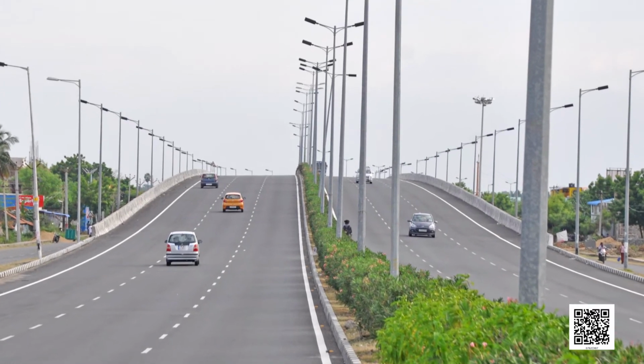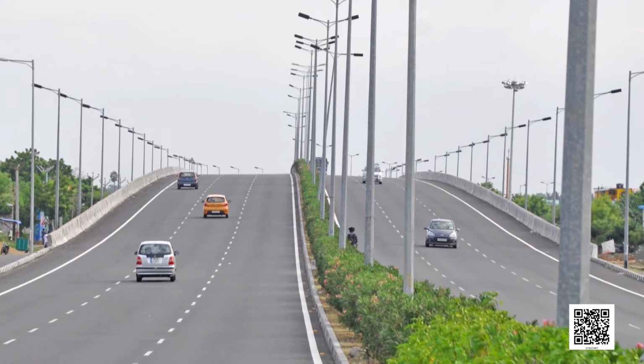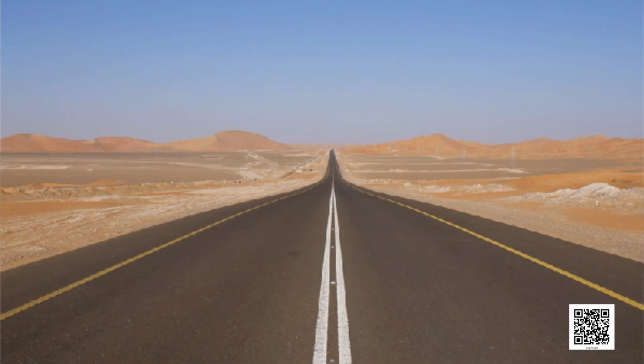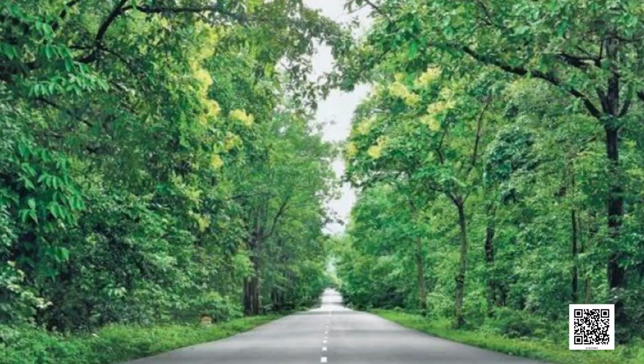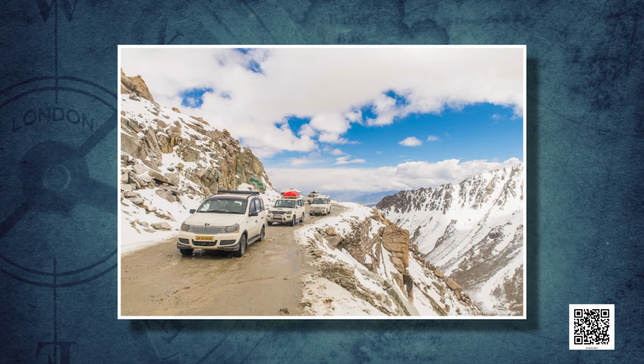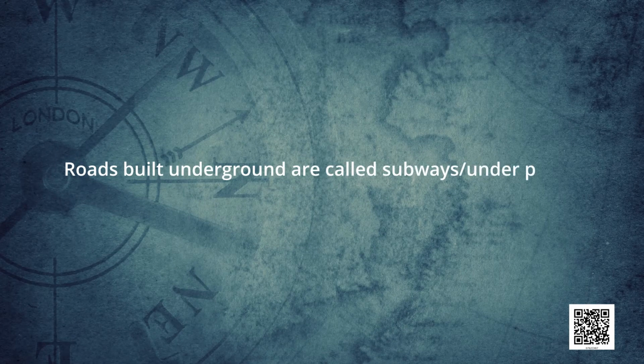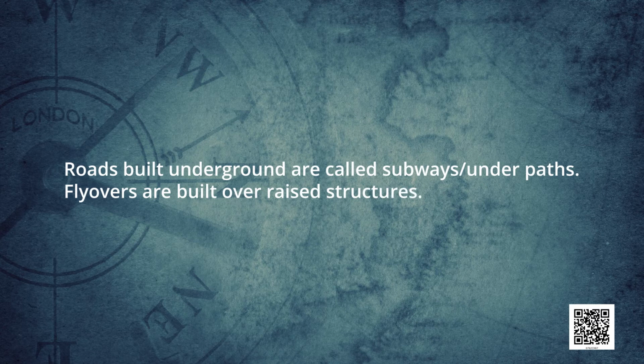They can be metalled and unmetalled. Roads have also been built in terrains like desert, forest, and even high mountains. Manali Leh Highway in Himalayan mountain is one of the highest roadways in the world. Roads built underground are called subways, underpaths. Flyovers are built over raised structures.